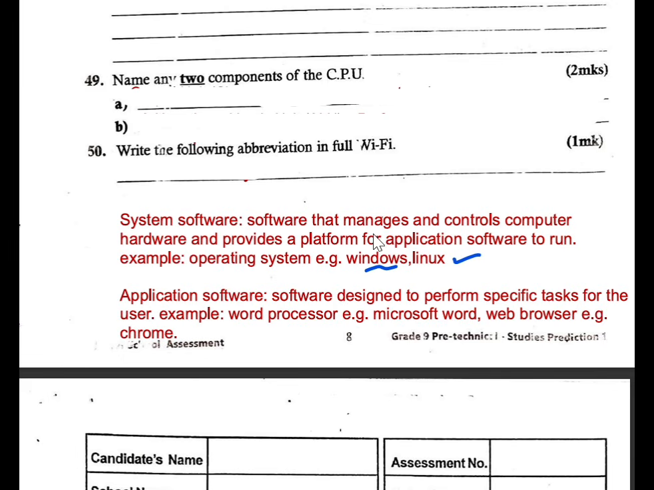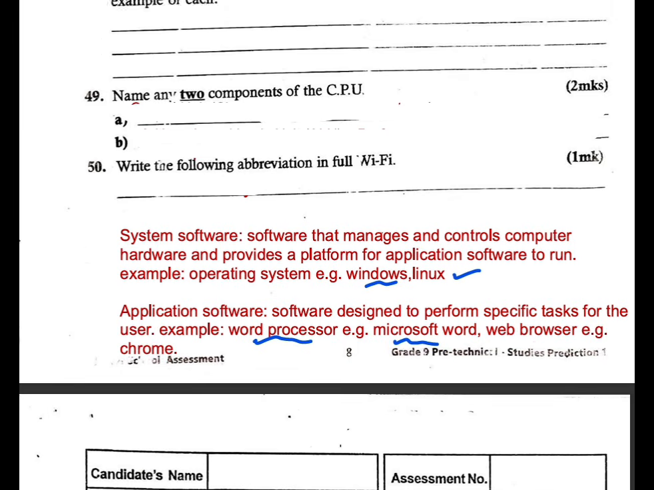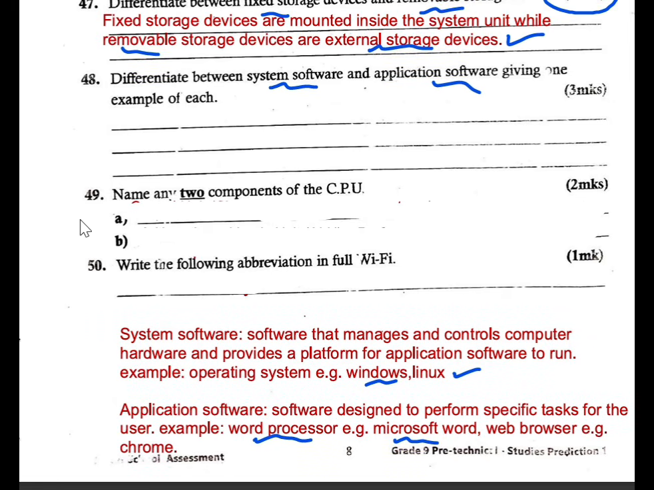On the other hand, application software is designed to perform specific tasks for the user. Example, a word processor for typing and editing documents, e.g. Microsoft Word. You have a web browser, for example, Chrome. You have so many application software. That is the difference between system software and application software.